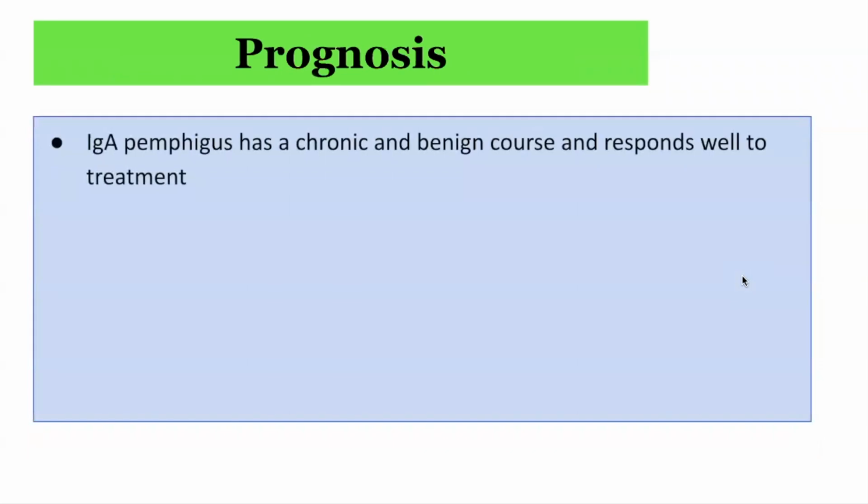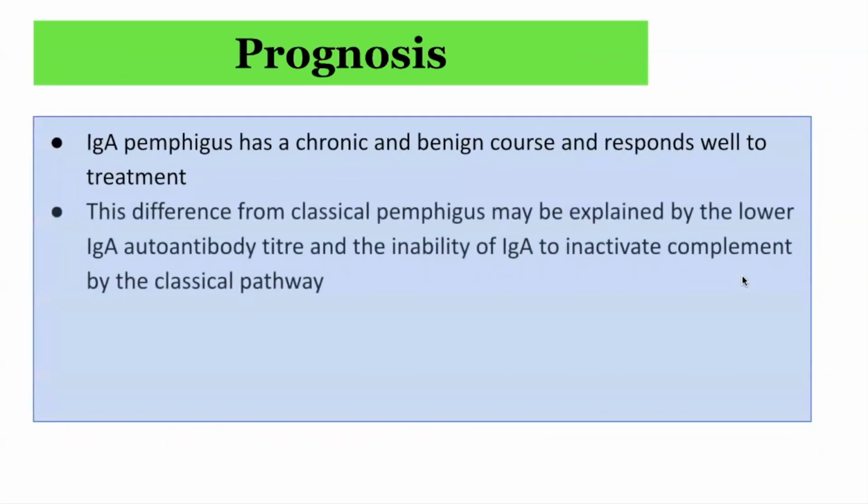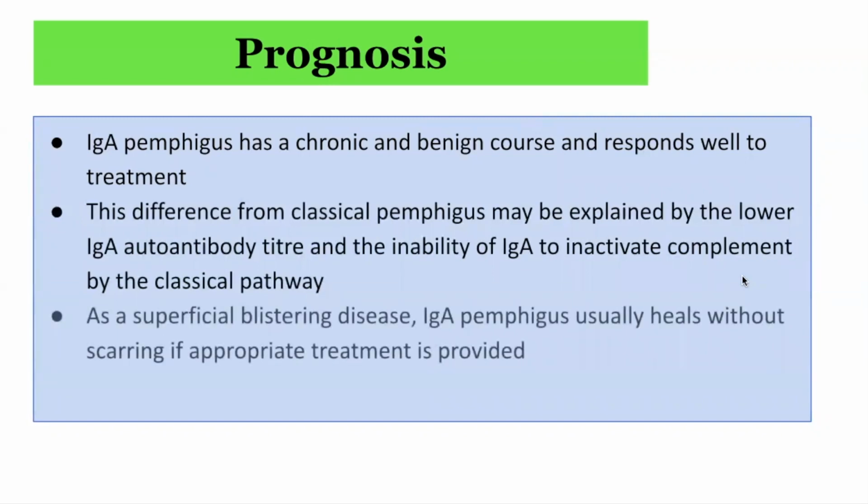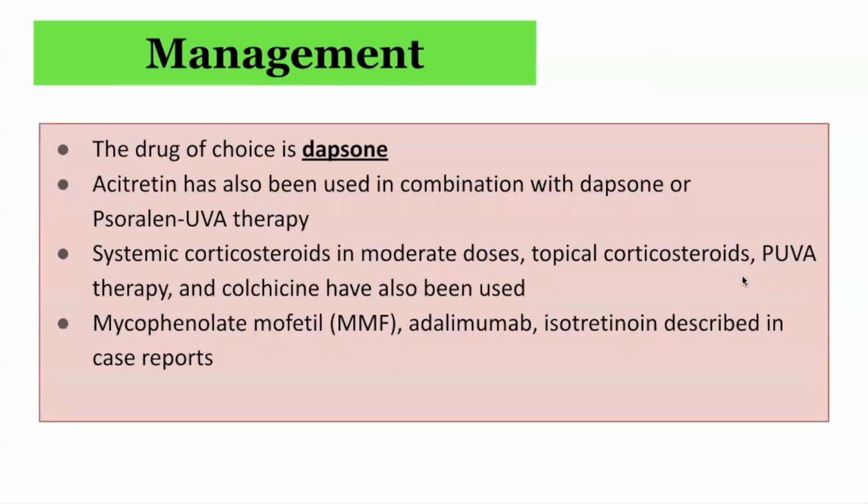In terms of the prognosis, IgA pemphigus has a chronic and benign course and generally responds well to treatment. This is different to classical pemphigus. This difference may be explained by a lower proportion of IgA autoantibody titer and the inability of IgA to activate complement via the classical pathway. As a superficial blistering disease, IgA pemphigus usually heals without scarring if appropriate treatment is provided.